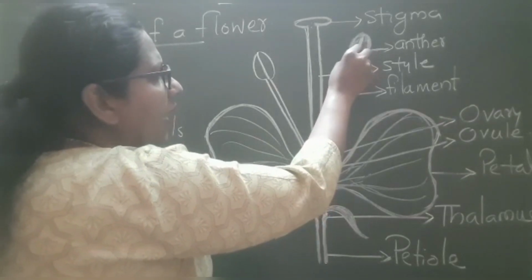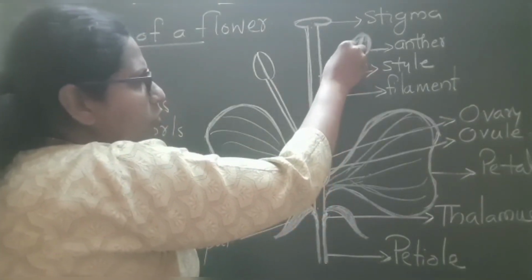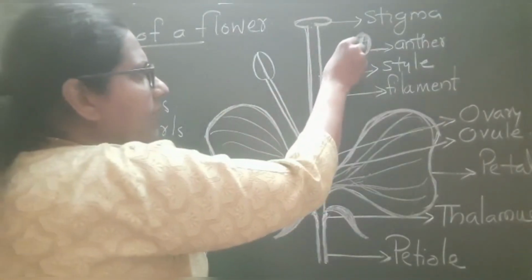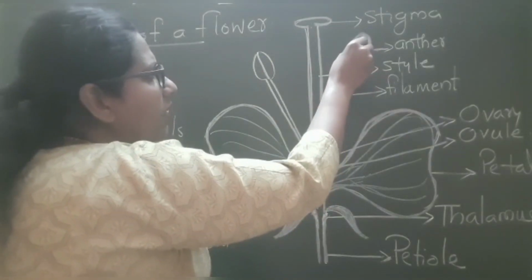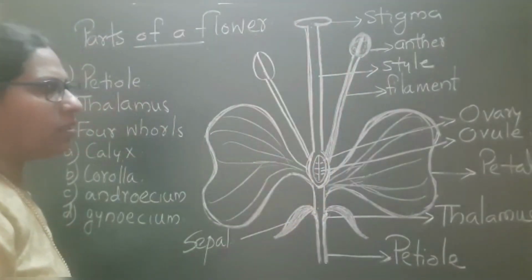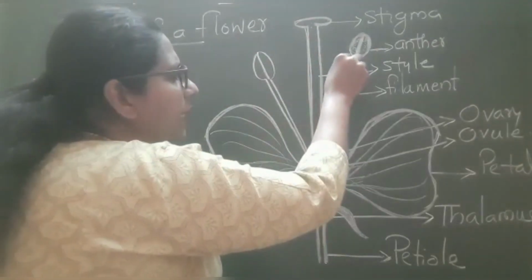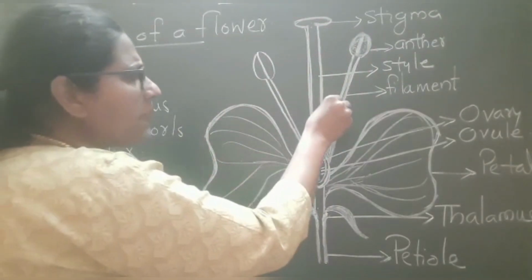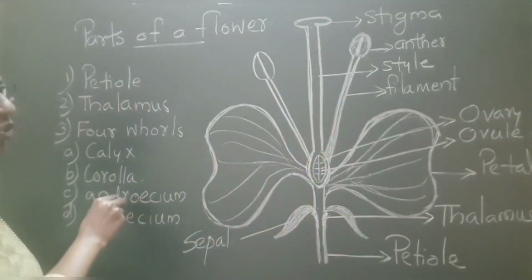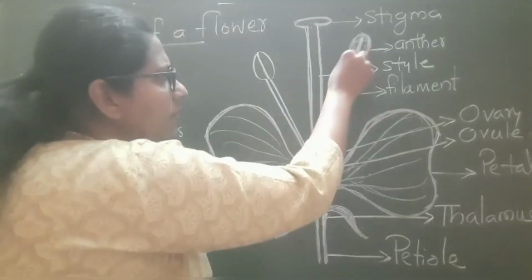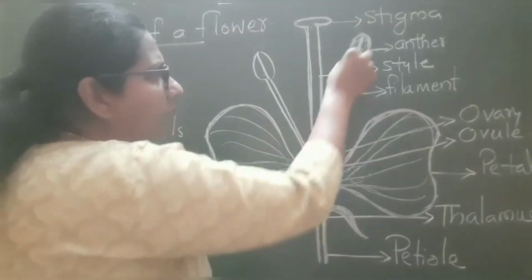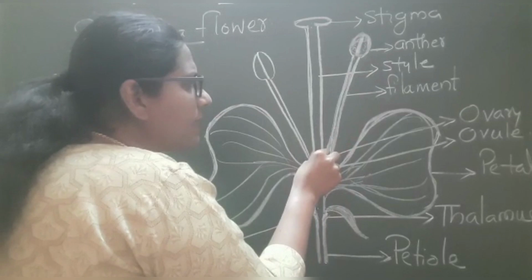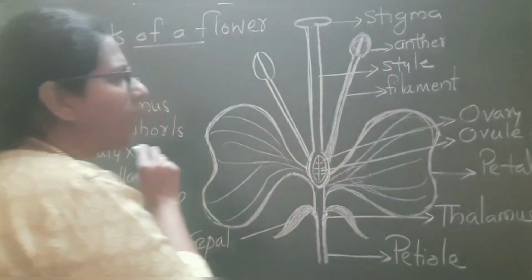This anther has pollen grains in it, so they have a role in pollination. From here the pollen grains go to the stigma. So this is the male reproductive organ of the flower. Individually these are called stamen, anther and filament. These are the two parts of stamen. And these stamens are collectively called androecium.